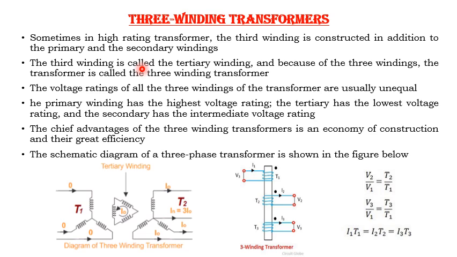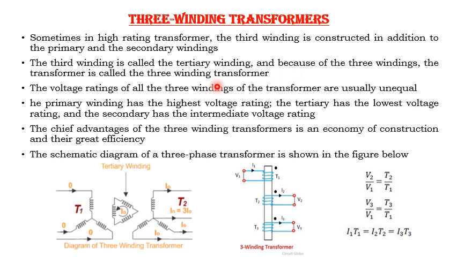Till now, whatever we studied were two winding transformers and the single winding transformer, that is, the autotransformer. Usually, three winding transformers can be constructed for higher rating transformers. The third winding is called the tertiary winding here. Because of three windings, the transformer is called the three winding transformer.